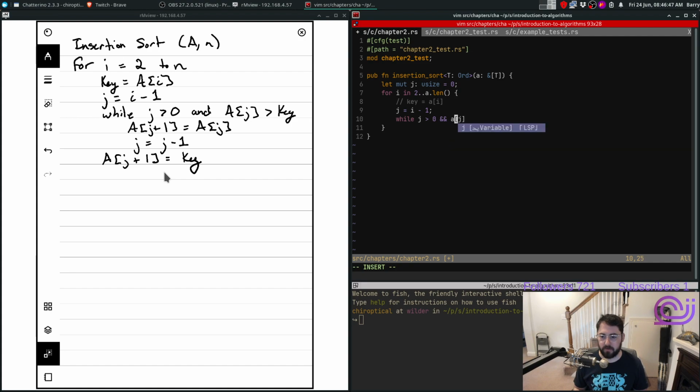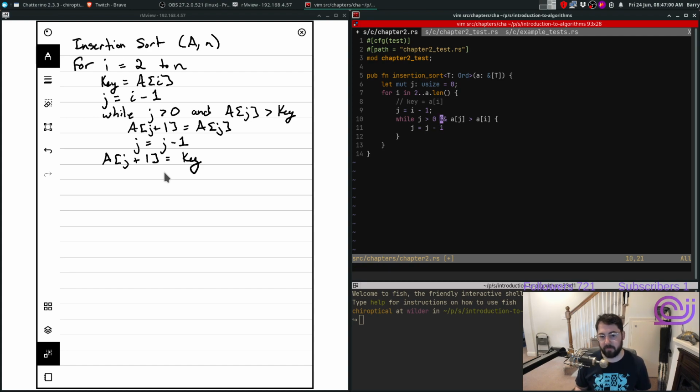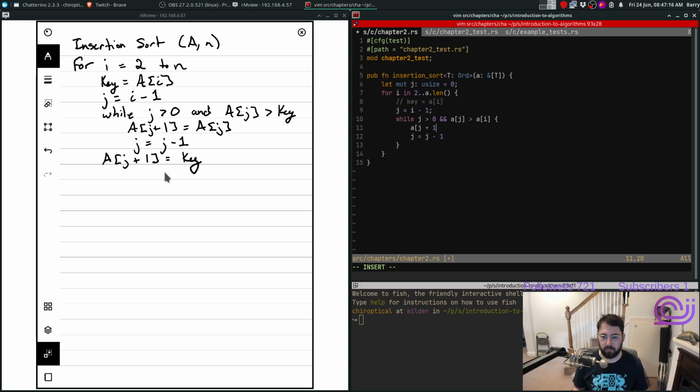And A sub J greater than A sub I. J equals J minus 1. I have no idea if I can do this yet. Is this Cormen? Is that the right author? Yep, Cormen. It's an EN just for reference, but I didn't actually know that until I looked. A sub J plus 1 equals A sub J. Oh, we need like a ton of these.